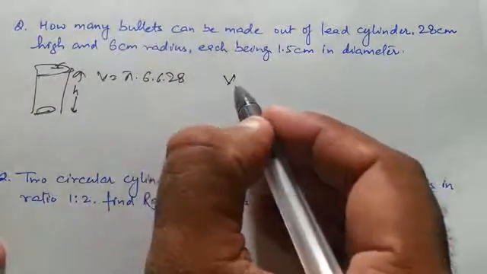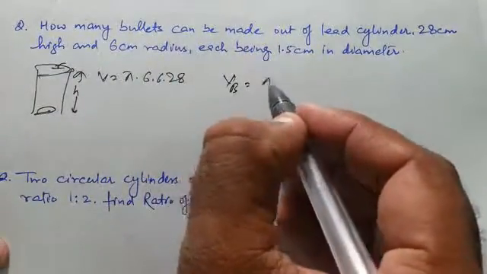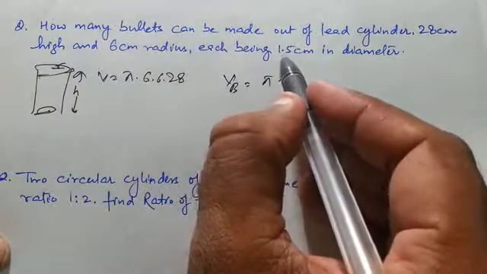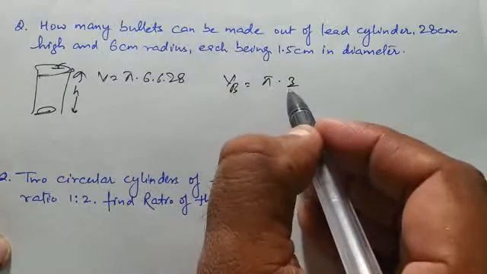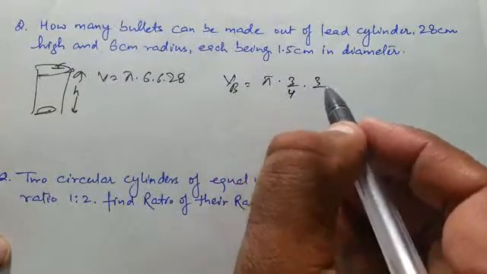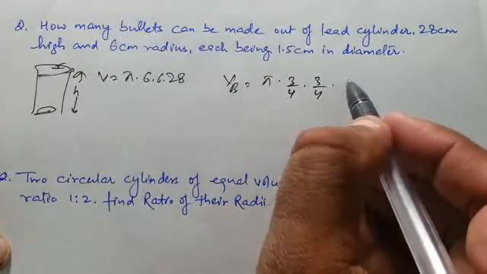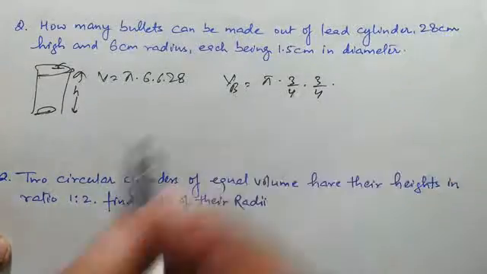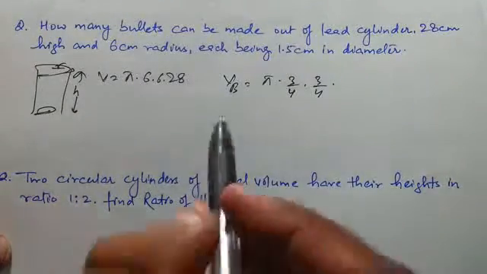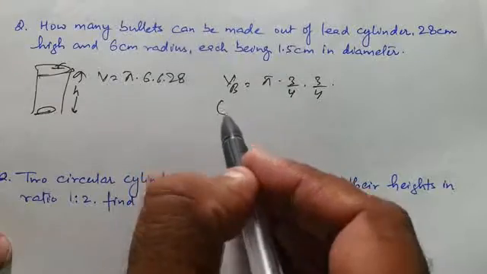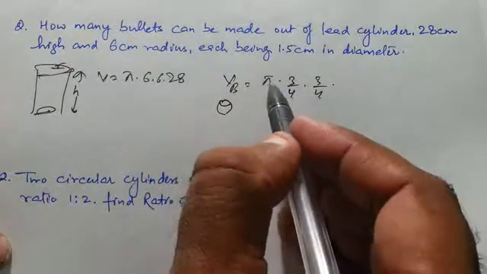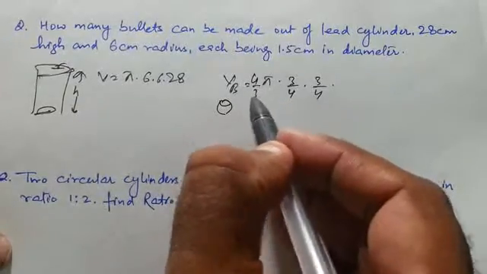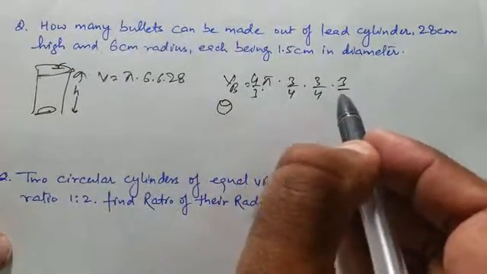The small bullet volume will be pi r square h, since this is the diameter, 3 by 2 is the diameter, so its radius will be 3 by 4. So pi r square into h, right? Because this bullet is like a ball, its volume will be 4 by 3 pi r cube. So it will be 4 by 3 into pi into r cube.